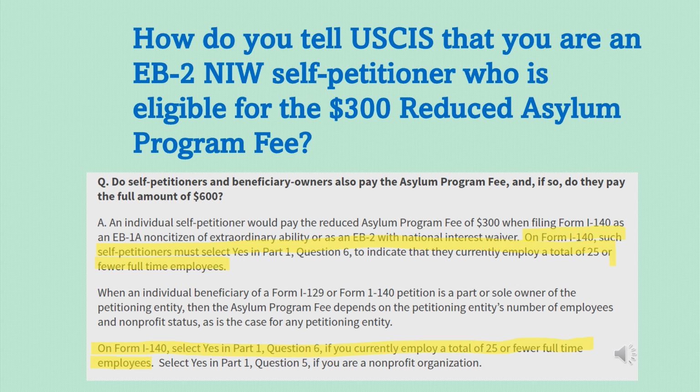So do you employ a total of 25 or fewer employees? The answer is yes, because it's just you. You're one person, which is less than 25. So that's how they're doing it, and you mark yes for that. And for Part 1, Question 5, it asks if you're a non-profit organization. Obviously, you're not, because you're an individual. So that would be no.